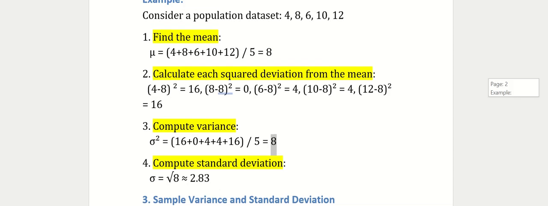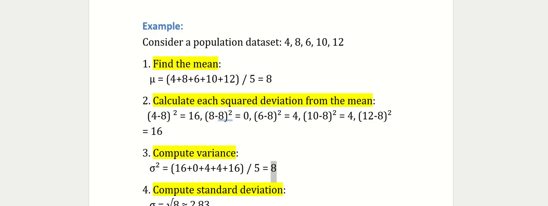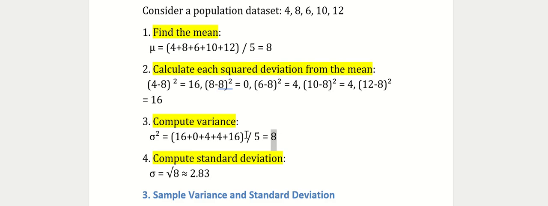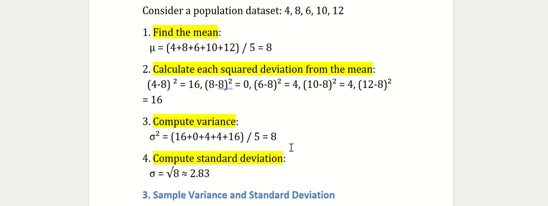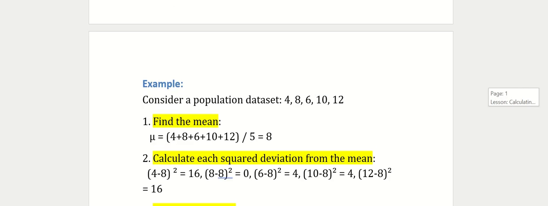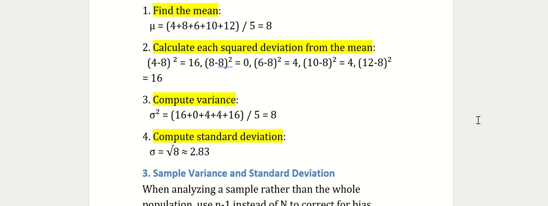And if you want the standard deviation, you have to take the square root of the variance, and it will give you 2.83. So this is how you calculate the standard deviation. This is the average distance between those data points and the mean. The mean is 8, but the average distance between them and the mean is only 2.83.